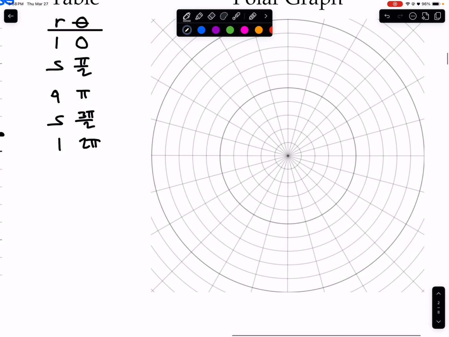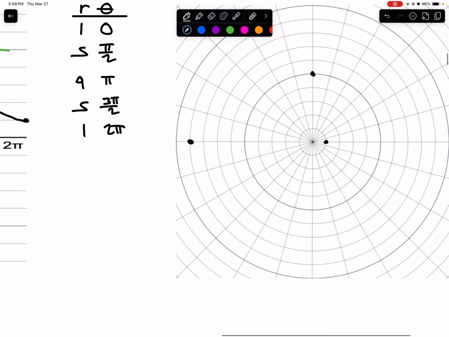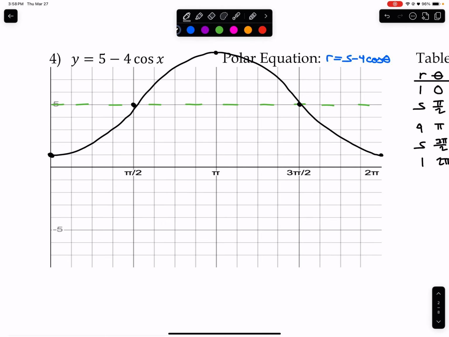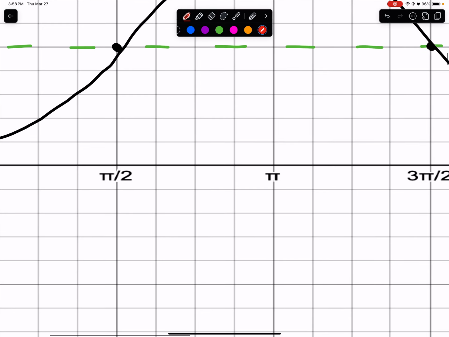So when I plot these values, 1 in the direction of 0, 5 in the direction of pi over 2, 9 in the direction of pi, then 5 in the direction of 3 pi over 2. And then we're going to go back to the starting point. Now notice how in this graph, we don't cross the x-intercept, or x-axis. So we do not cross the pole, since there is no x-intercept.